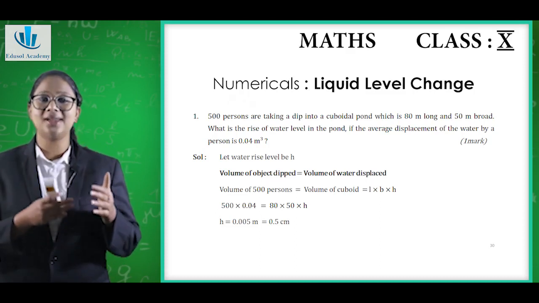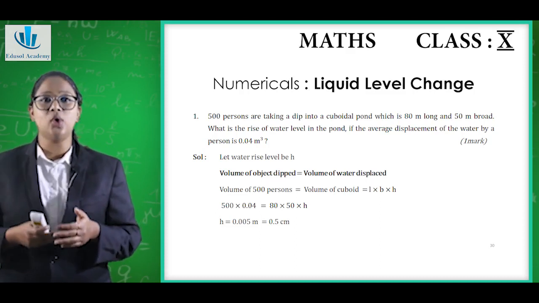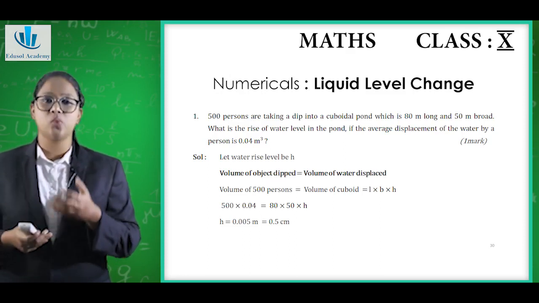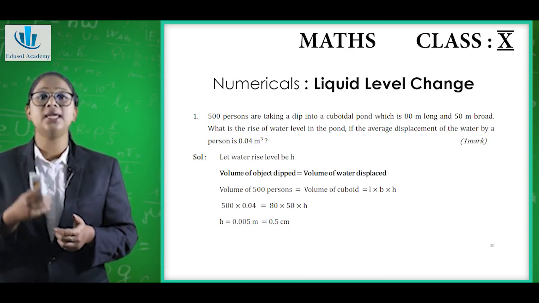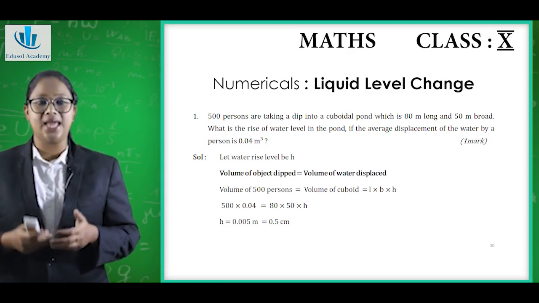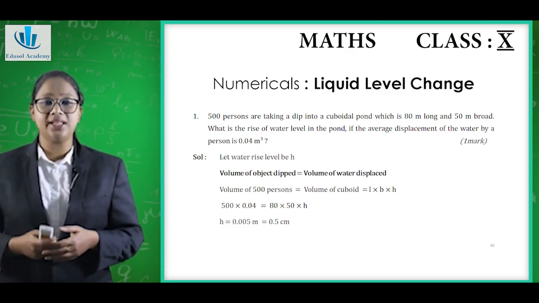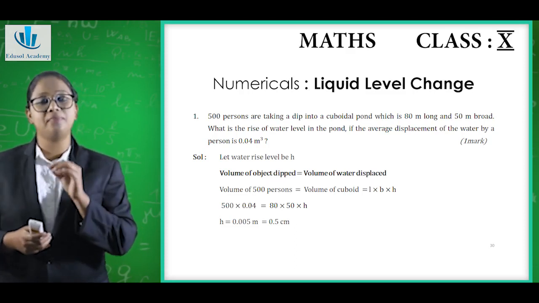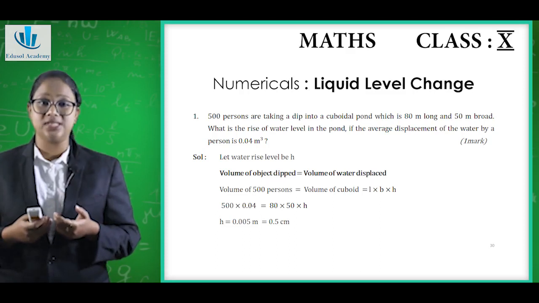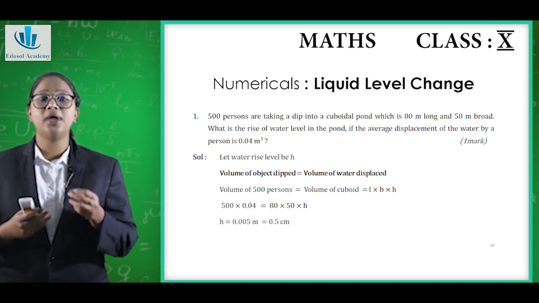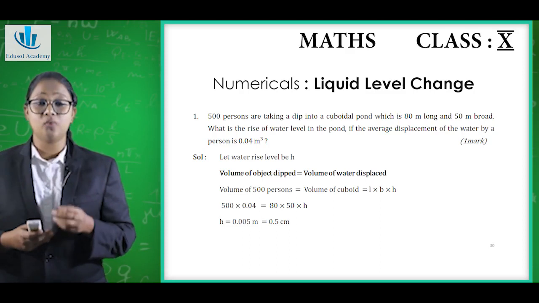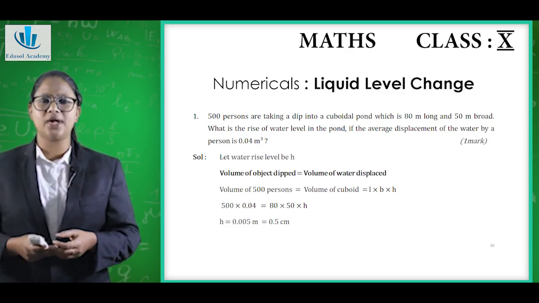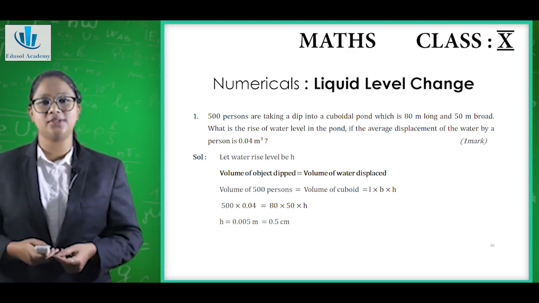So 500 into 0.04 is equal to, what is L? 80 meter. What is B? 50 meter. And H is what we have to find. So 80 into 50 into H. Upon cancellation and transposing, we will get the value of H as 0.005 meter, or we can convert it into centimeter, and that will be 0.5 centimeter. So when 500 persons are jumping into a pond, the water level rises a mere 0.5 centimeter.